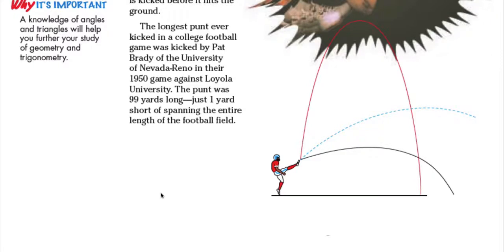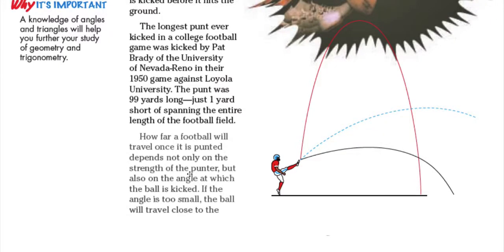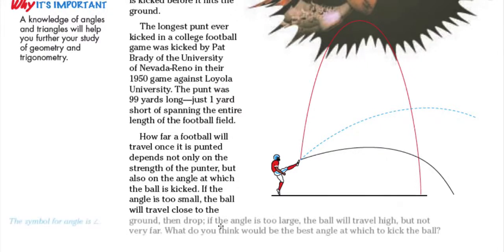So in this case, how far a football will travel once it is punted depends not only on the strength of the punter, but also on the angle at which the ball is kicked. If the angle is too small, the ball will travel close to the ground, then drop. If the angle is too large, the ball will travel high, but not very far. What do you think would be the best angle at which to kick the ball?